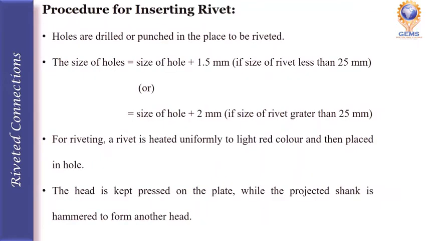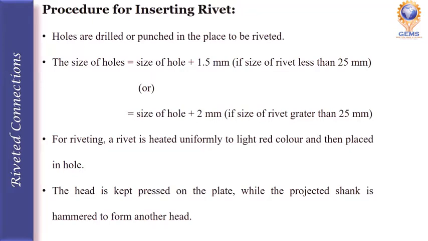Let's see the procedure for inserting rivet. First we have to drill or punch a hole in the place where it is to be riveted. The size of the hole is, if your rivet size is less than 25 mm, we have to add 1.5 mm to the size for the hole. If your rivet size is greater than 25 mm, we have to add 2 mm to the size for the hole.